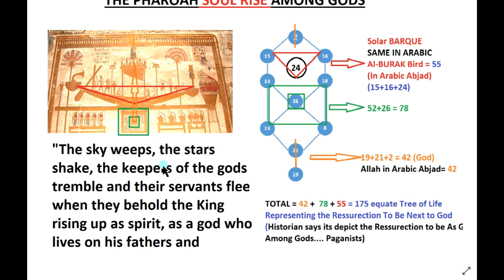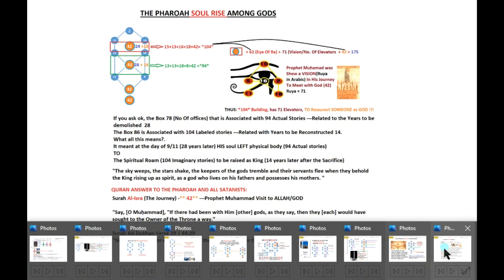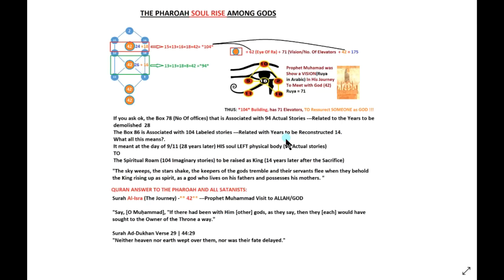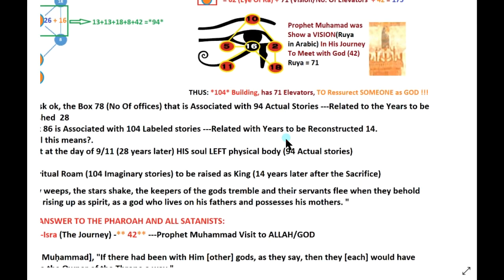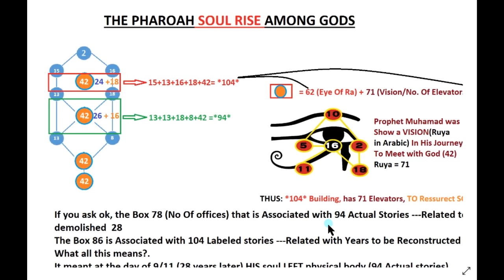The keepers of God tremble and their servants flee. Their servants flee from the destruction in 9/11. When they behold the king rising up as a spirit, as a God who lives on his father's and obsession of his mother. I will continue it later on, I forgot to write it down. So basically here it talks about how the Pharaoh was raised among the gods, according to the paganists, while their servants flee. 9/11. Let's continue. Here is the final slide where all the picture will be clear to you.